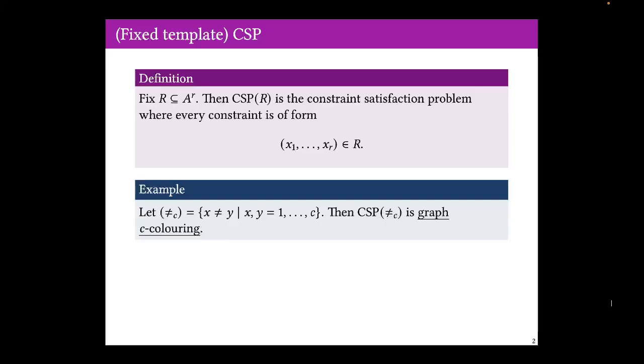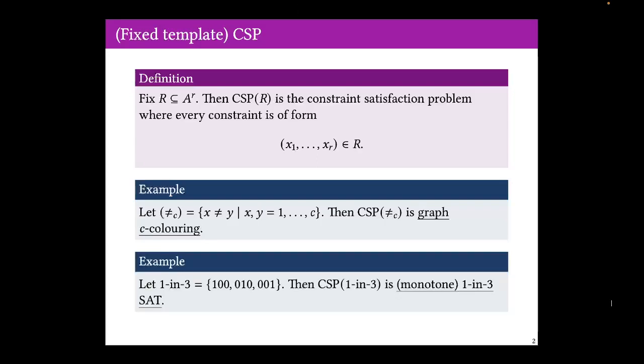Why is this the case? Well, in this problem we have a set of variables and a set of constraints. Each constraint imposes a binary disequality between variables that must take values between 1 and C. This is exactly the same thing as graph C coloring, where edges correspond to constraints.